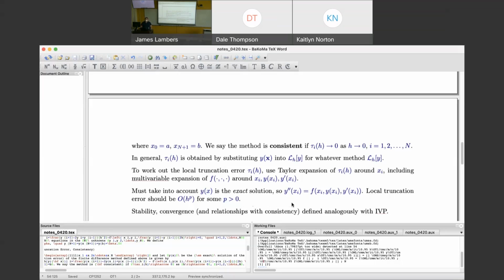So also, all these concepts of consistency, stability, convergence have the same relationship for boundary value problems as for initial value problems. That if a method is consistent and stable, then it is also convergent. That the difference between the computed and exact solution at any x value goes to 0 as h goes to 0.